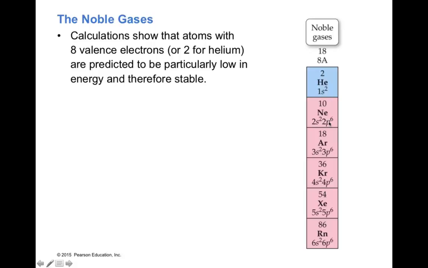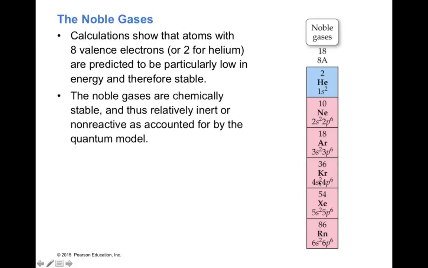Okay, there's the s and the p. We have 8 electrons, 8 electrons, 8 electrons. All of the other elements want to have this same configuration. The noble gases are chemically stable and thus relatively inert or non-reactive, as accounted for by the quantum model.